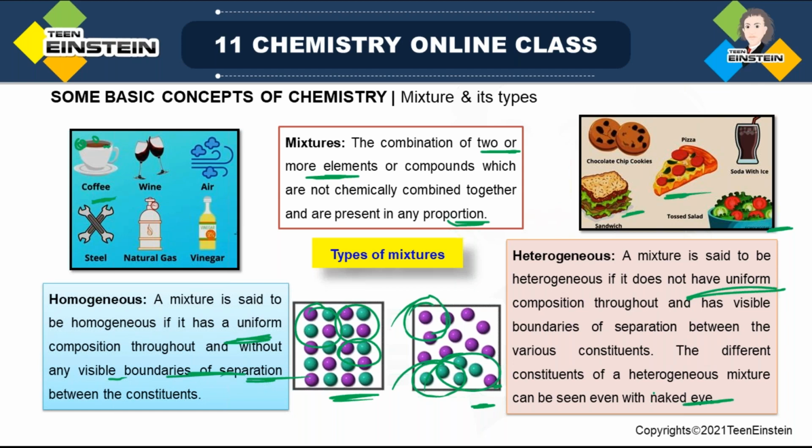Okay, so remember the oil and water example we saw 2 to 3 slides before. You can easily identify that oil and water is present. But a homogeneous mixture appears as if it is pure, but it is not so.